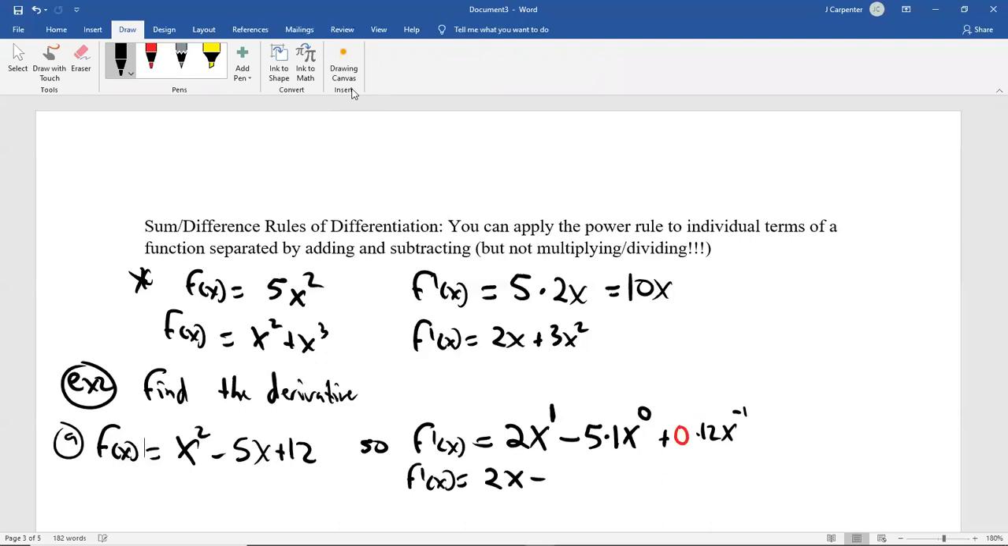So this would be 2x minus 5 times 1 is 5. X to the 0 is 1. So that's just a minus 5. And then plus 0 times anything is 0. So we get 2x minus 5, which is correct.